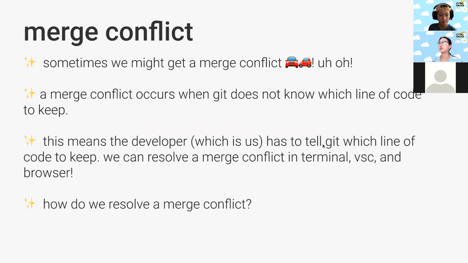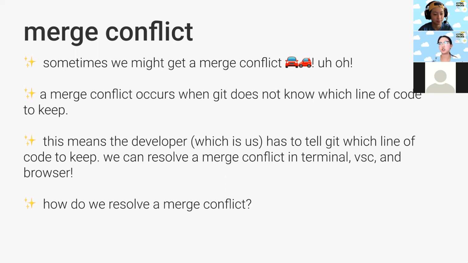So what is a merge conflict? Basically, a merge conflict happens when Git is kind of stupid and says, I don't know which line of code to keep, so you're going to have to tell me. And you say, oh, okay, I'll tell you. That means you have to go into the code and say, okay, Git, I want to keep this line, but I don't want to keep this line.